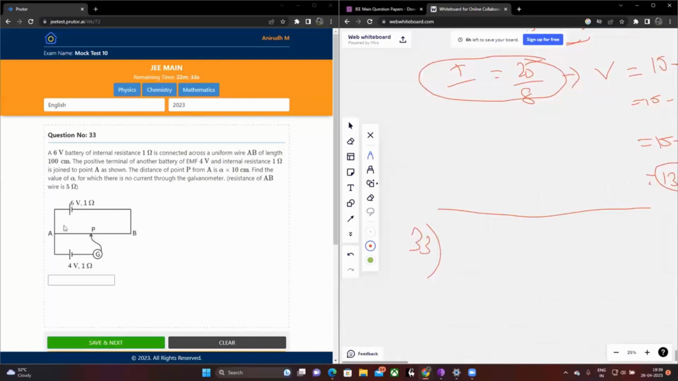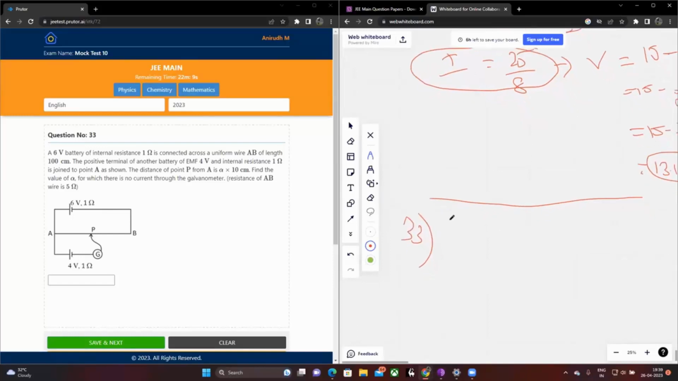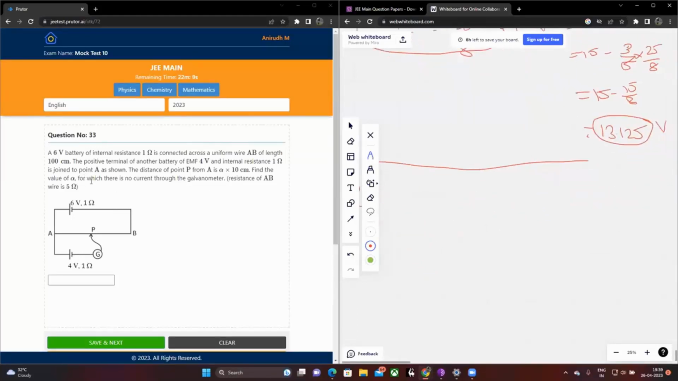Question number 33 states that this is a potentiometer circuit where you have a 6-volt battery with internal resistance 1. You have a wire of resistance 5 of like 100 centimeter, uniform. The positive terminal of another battery, EMF 4 volts, internal resistance 1, is joined to point A as shown. The internal resistance of this battery does not matter when there is no current through the galvanometer. If there is no current, then you have no voltage drop across this resistor, because of which that resistor actually does not matter. But going ahead, you are asked to find the value of alpha for this.